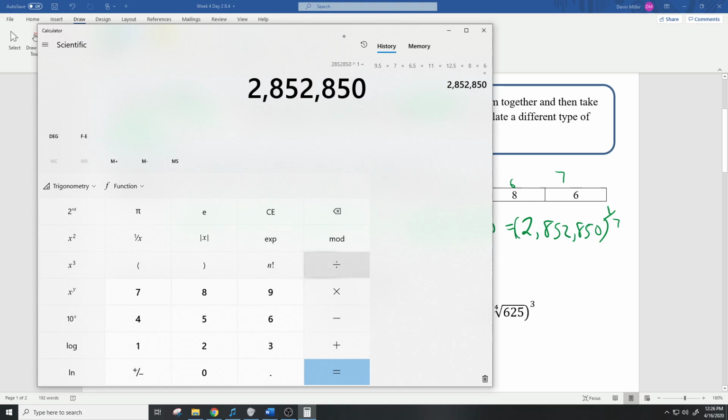Hopefully it does the whole thing. May not. I don't know. It did not work. Okay. So I think you have to put parentheses in it. So let's put that in here again.